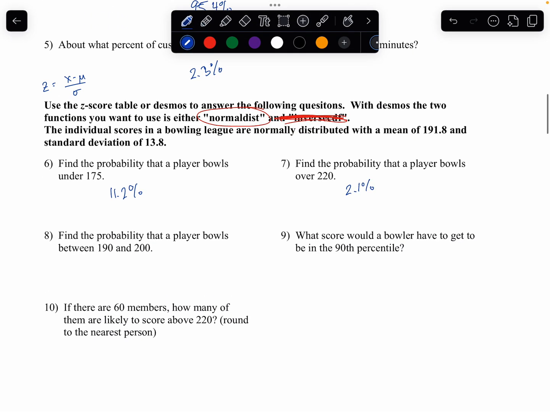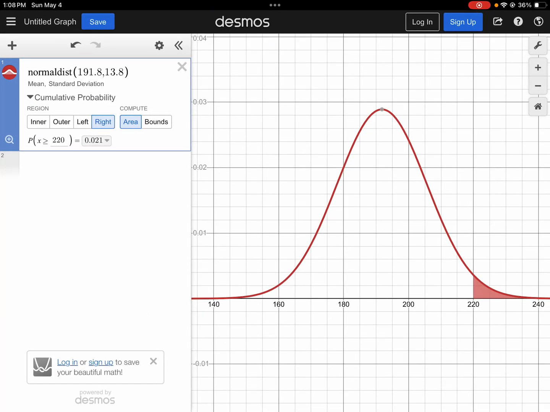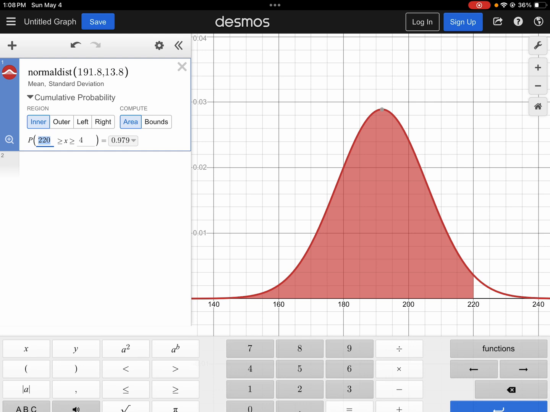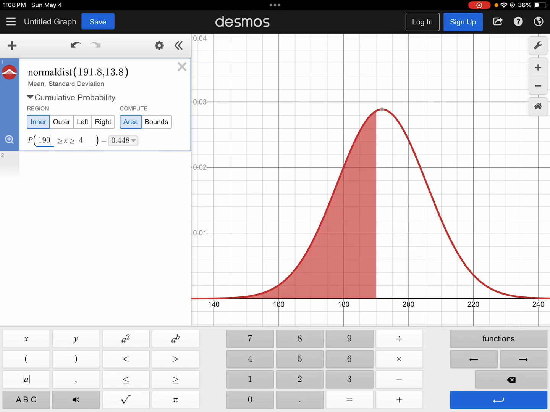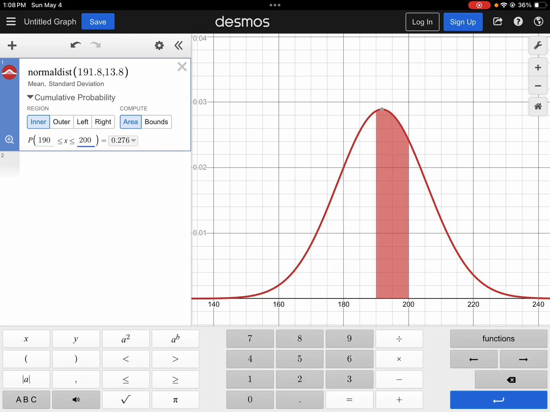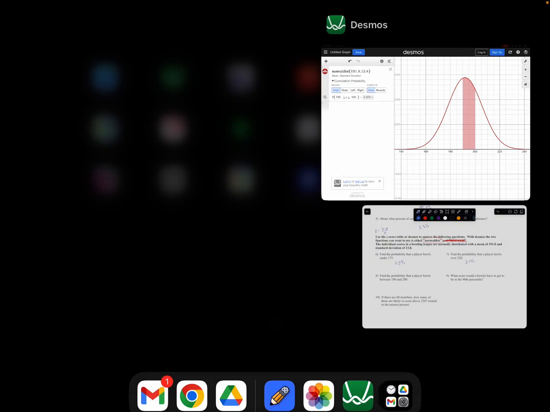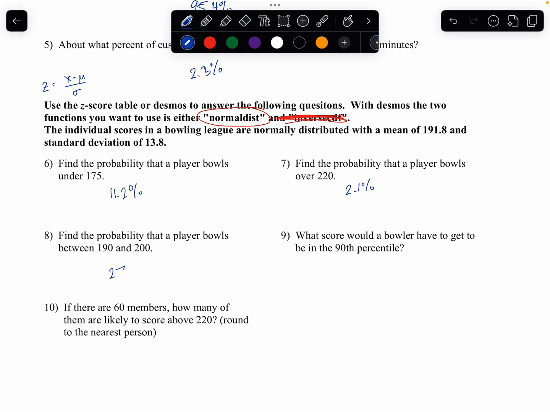Find the probability that a player bowls between 190 and 200. So we'll do inner, we'll do 190 and 200, and that's 27.6%. You can see just how quickly Desmos can calculate these probabilities. Really nice. What score would a bowler have to get to be in the 90th percentile?